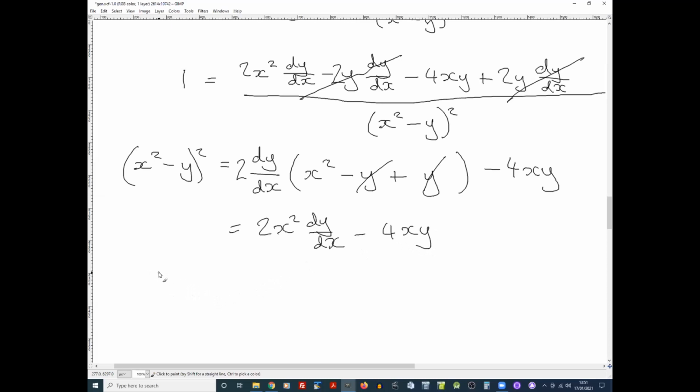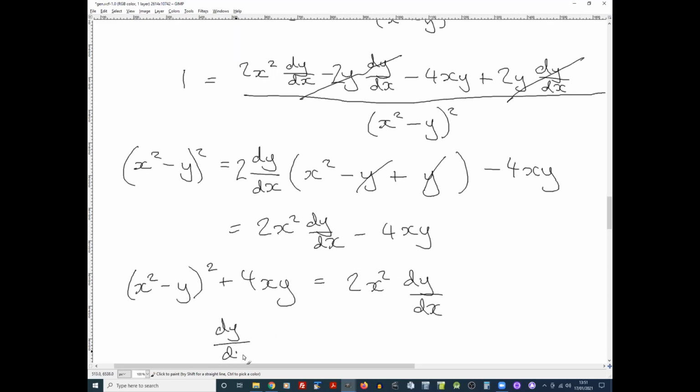What have you got on the left-hand side then? x squared minus y all squared plus 4xy, all over 2x squared. And then finally, dy/dx equals? x squared minus y all squared plus 4xy, all over 2x squared. Good.